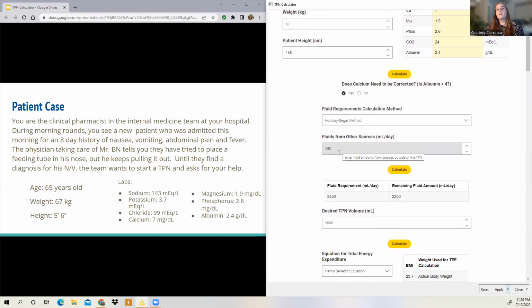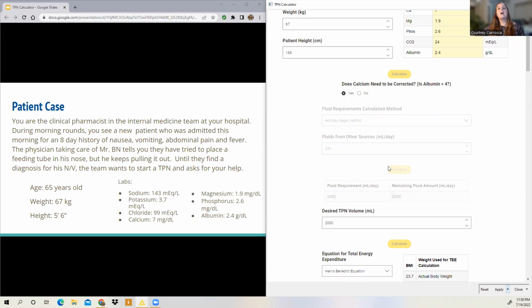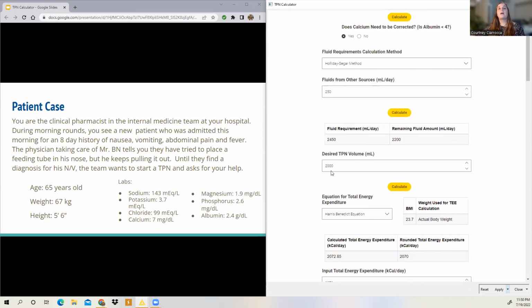And then fluids from other sources, that's really important, just that way you don't overload a patient with fluid with your TPN. And so we'll just say he's getting 250 milliliters in like an antibiotic or something, but because there is still fluid going into him, that would still qualify, and so we want to account for that.